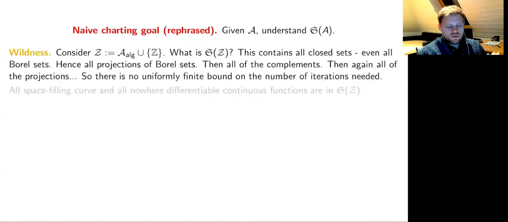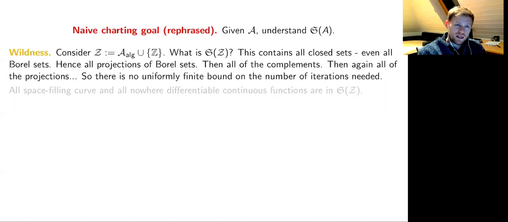And maybe not surprising, it generates something extremely wild. So you can, with a little bit of work, and you're probably using Gödel's coding, show that this contains all closed sets. So the structure generated by the integers contains all closed sets, and even all Borel sets.